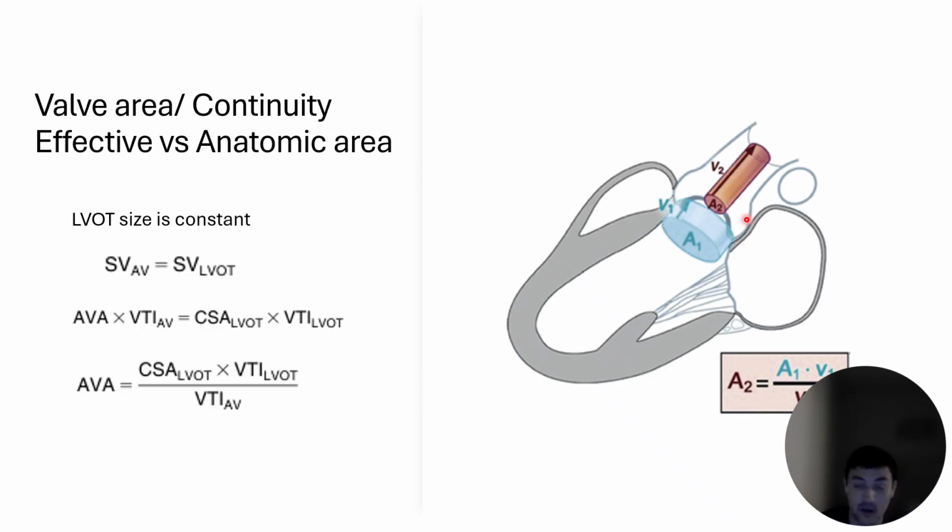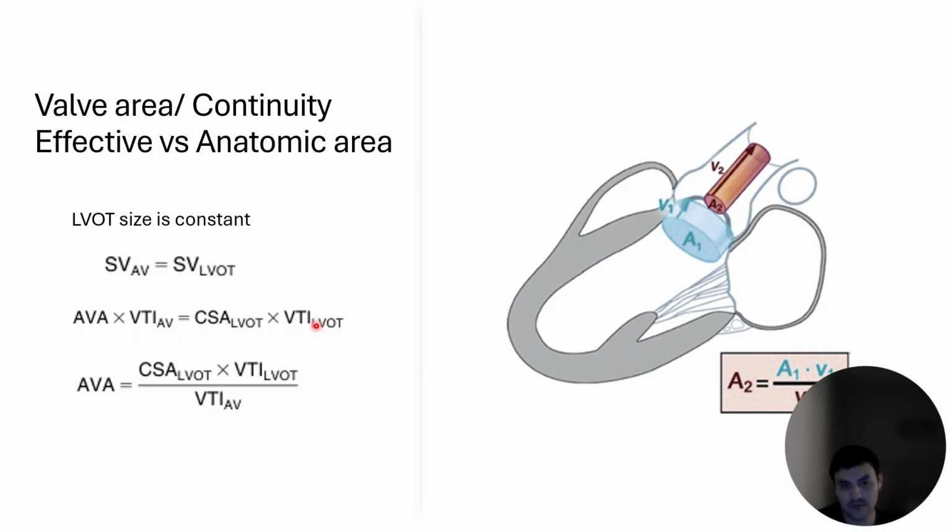How do you calculate the amount of blood, the stroke volume? Basically, the calculation is the area times VTI. VTI is the velocity through time. What is the velocity doing through a time of the blood going through a specific area, a part of the heart? So the area of the LVOT times the VTI of the LVOT has to be equal to the area of the aortic valve times the VTI of the aortic valve.